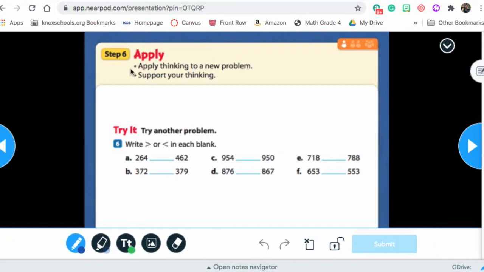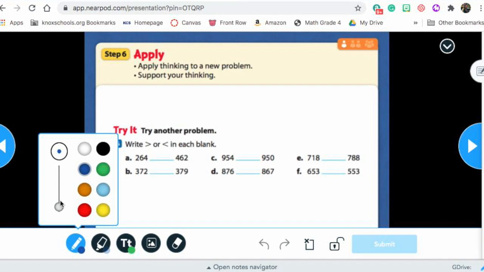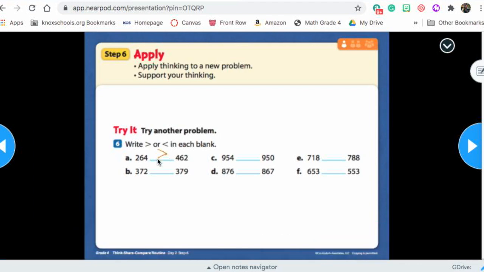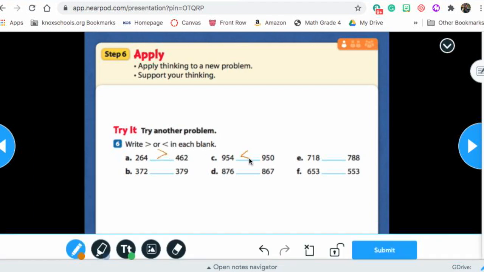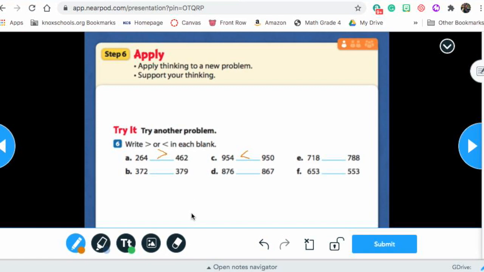So remember that apply means use the knowledge that you just worked on and show that you know how to use it, right? Apply means to use in the appropriate place. So we're going to use that knowledge here for comparing. You're going to use that greater than symbol or the less than symbol to complete each one of these comparison sentences. You could use your little marker. I would make the tip nice and small, choose whatever color you want, and you put in your symbols. I am not saying that those are the correct answers. I'm just putting it down for you to see how you could do it.